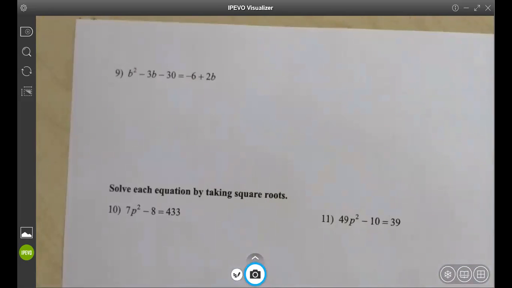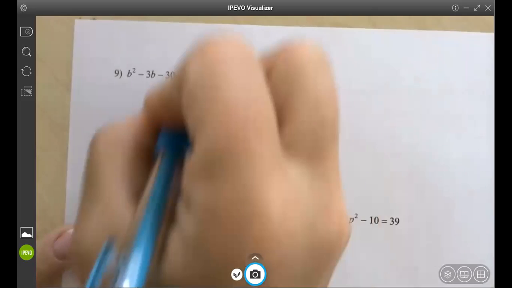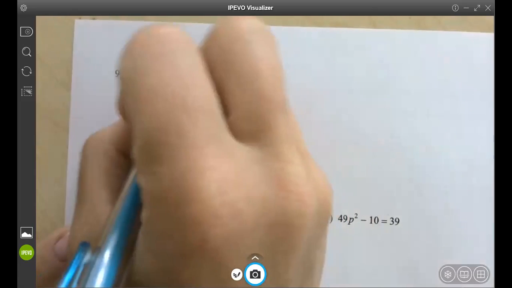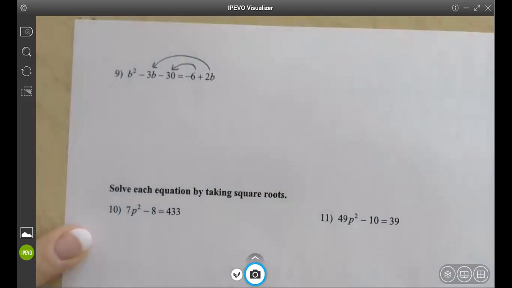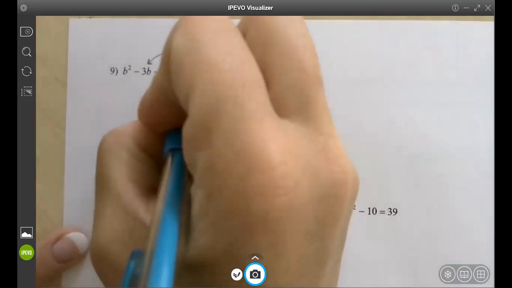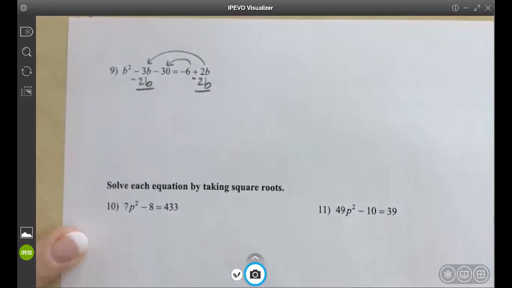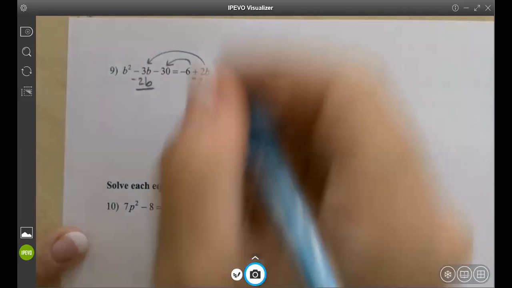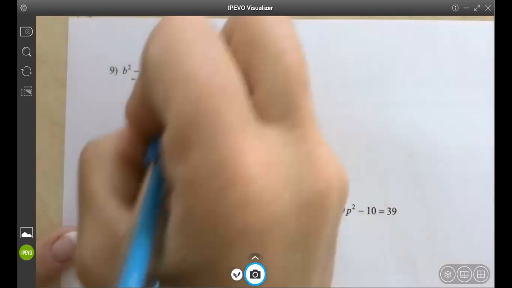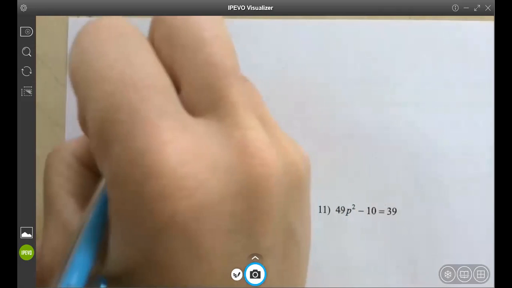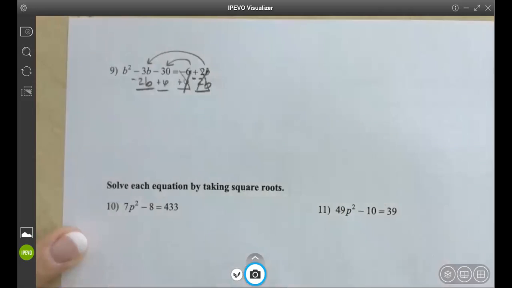Last one of these, we need to move everything to the other side. So I need to move the 2, and I need to move the 6. So remember to move it, we change the sign. So a negative 2b, and I'm going to line it up. That'll cancel that out. I need to move the negative 6. So I'll add it over, and that'll cancel that out.